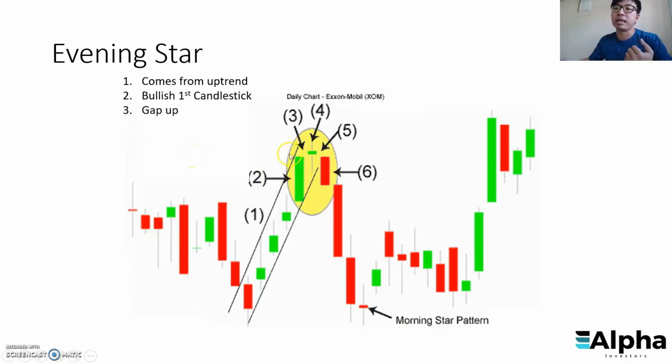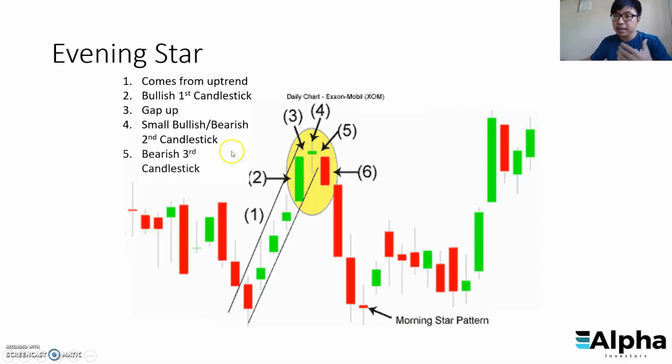Then after which there's a gap up. So you can see it actually has a small little gap upwards. And next, the small candlestick. It can be a bullish or bearish candlestick, but as long as it's small, it's considered one of the criteria already. So you can see here that the body is significantly smaller than this one by a lot.